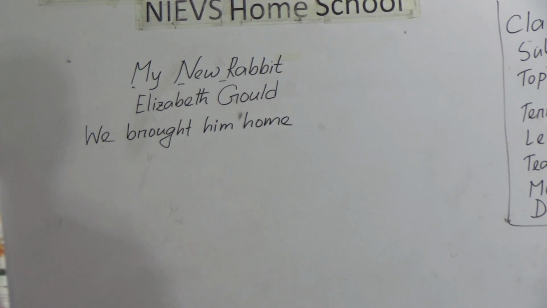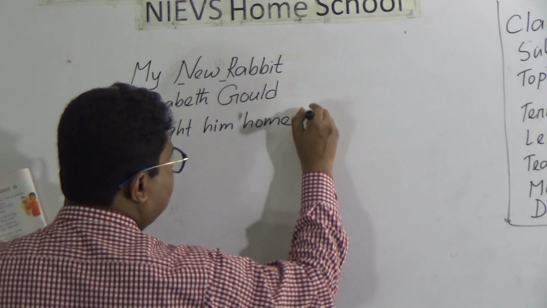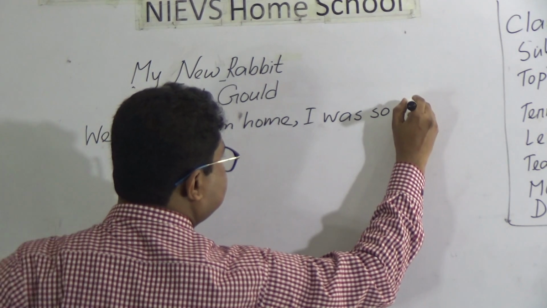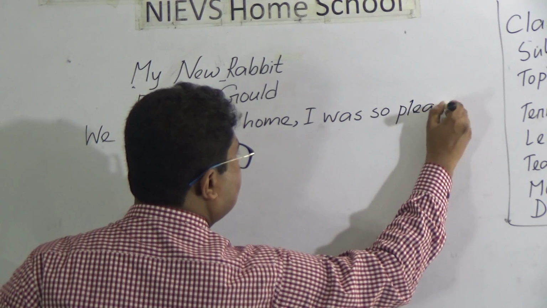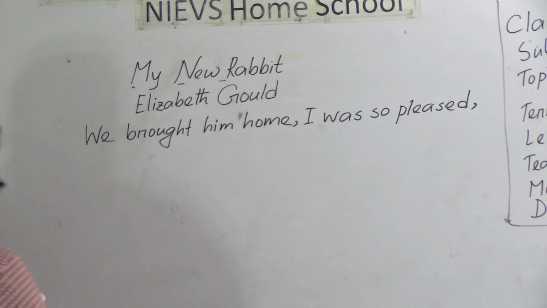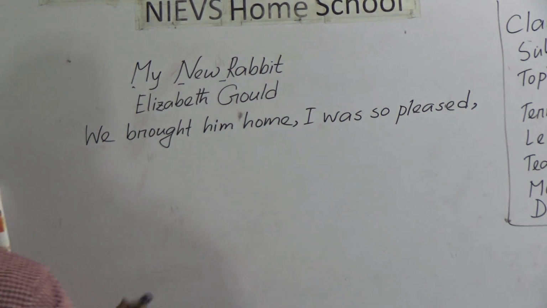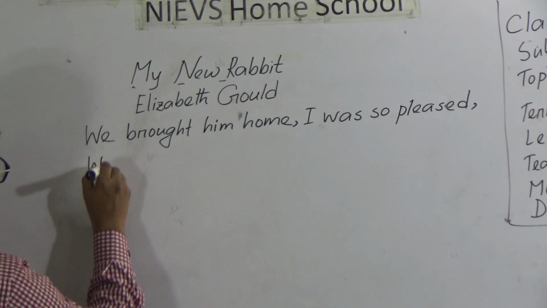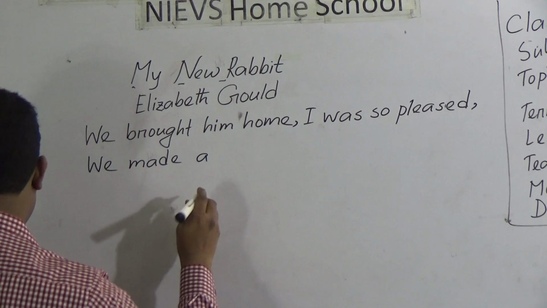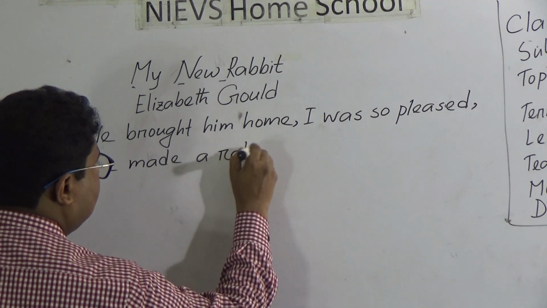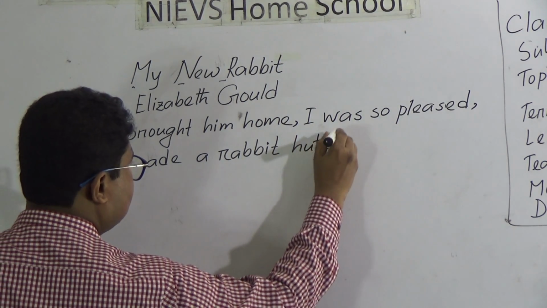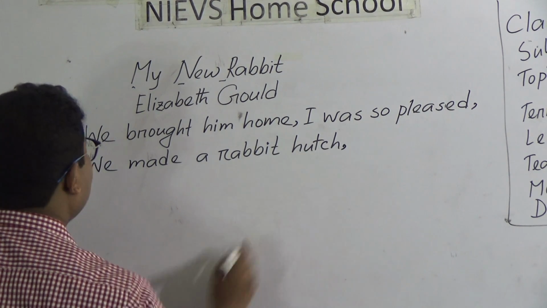We brought him home, comma, I was so pleased. We brought him home. I was so pleased. Full stop. Then again, we, W will be capital. We made a rabbit hutch. RABBIT, hutch, H-U-T-C-H. Again, there is a comma.